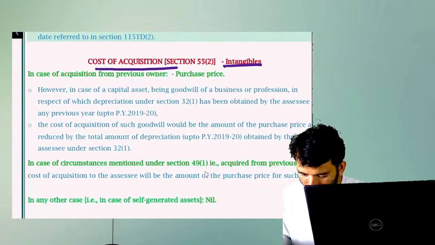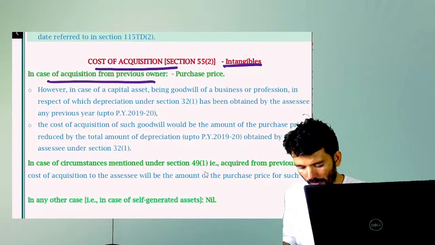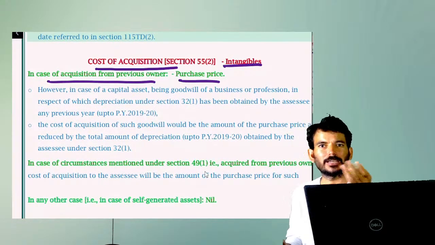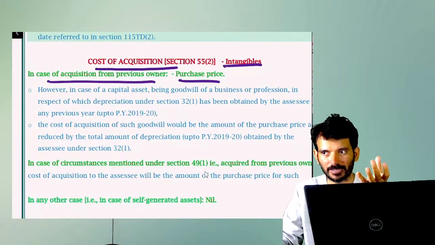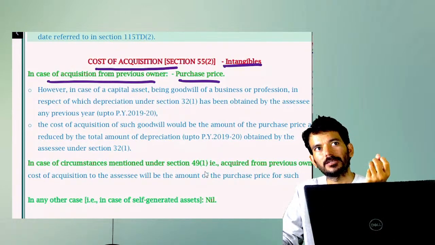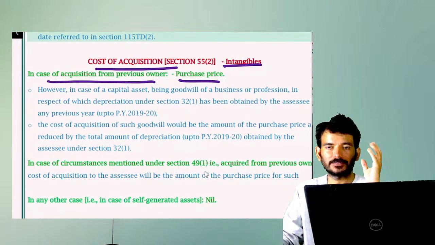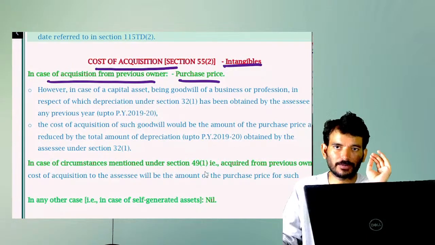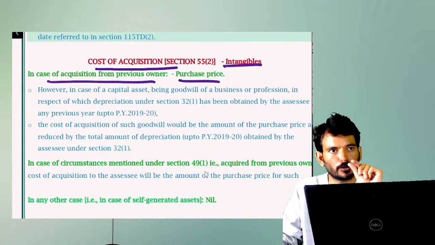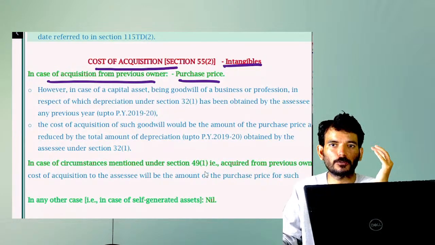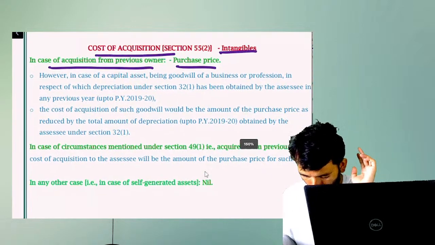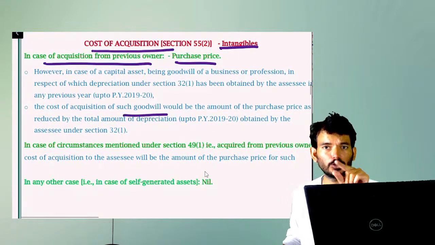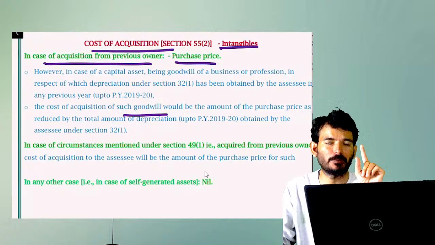So for intangibles, anything that you are purchasing, it's the purchase price. Don't think intangibles are only goodwill. You have patents, copyrights, trademarks, and so many other things; I don't remember all the names. If you are purchasing from someone else, whatever price you pay is your purchase price, and that will be the cost of acquisition. No doubt about it. But coming to goodwill, I think I have given this explanation for PGBP also.